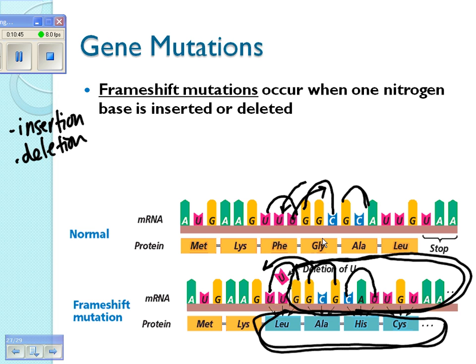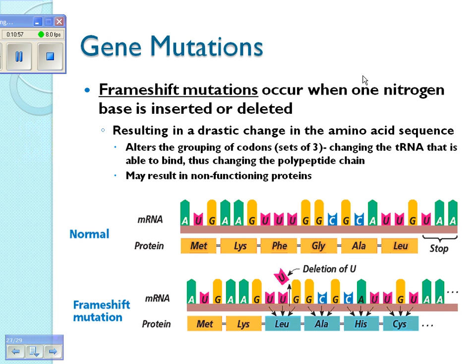And remember, the ribosome does not have a brain. All it's going to do is read the codons, 1, 2, 3, 1, 2, 3, 1, 2, 3. So from here on out, all the amino acids are going to be all messed up. The important thing is that a frame shift alters the groupings of codons. Instead of having U, U, U, we have U, U, G, and then it's going to keep altering the codons from there on out. If we alter the codons, we're going to alter the amino acids, therefore altering the protein.